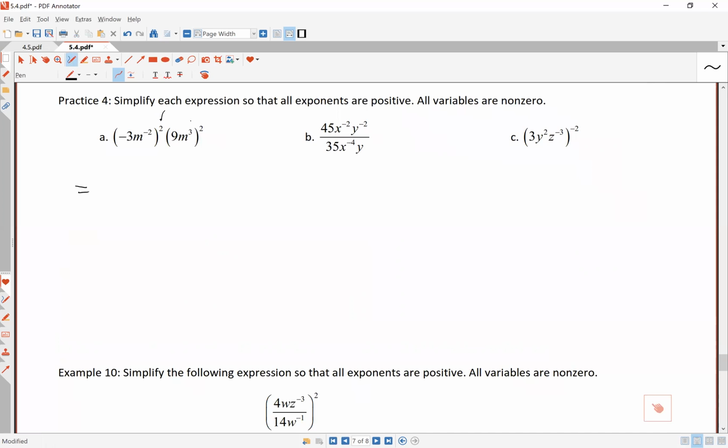We've got to get rid of these exponents on the outsides before we can multiply, so that's negative 3 squared, m to the negative 2 squared, 9 squared, m cubed squared. Negative 3 squared is 9. m to the negative 2 squared is m to the negative 4. 9 squared is 81. m cubed squared is m to the 6th.